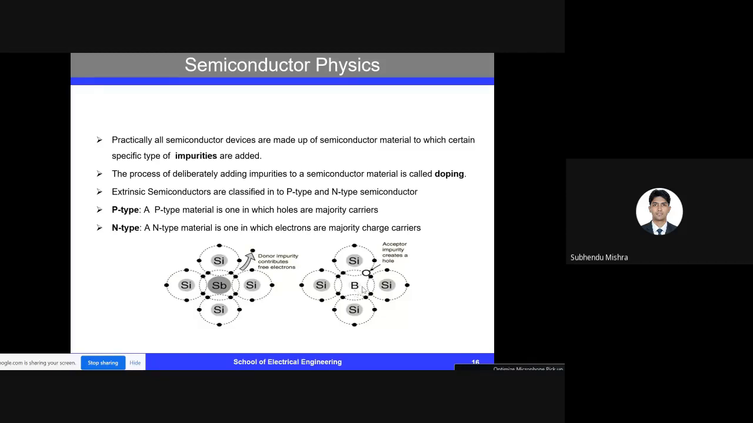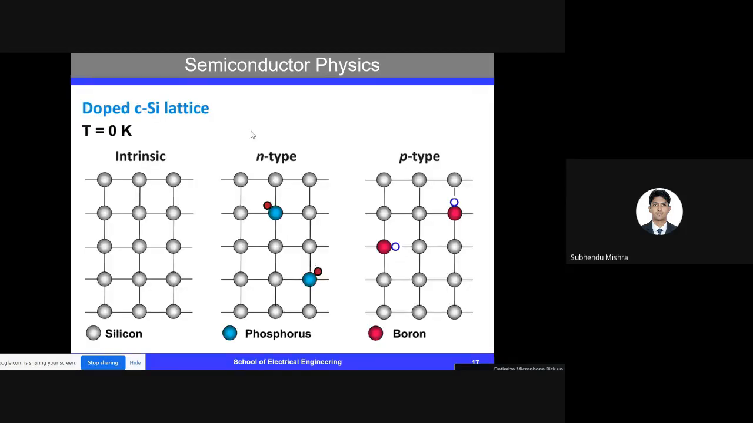When we have a trivalent atom, for example boron, doped inside the silicon, then we have a hole formation. This hole is basically an absence of the electron, and this hole is also able to move around. This shows the intrinsic semiconductor, where we don't have any doping, and this is the doped semiconductor. If we dope with phosphorus, we get an extra electron. This forms the n-type semiconductor, and if we dope with boron, we have a hole. This forms the p-type semiconductor.